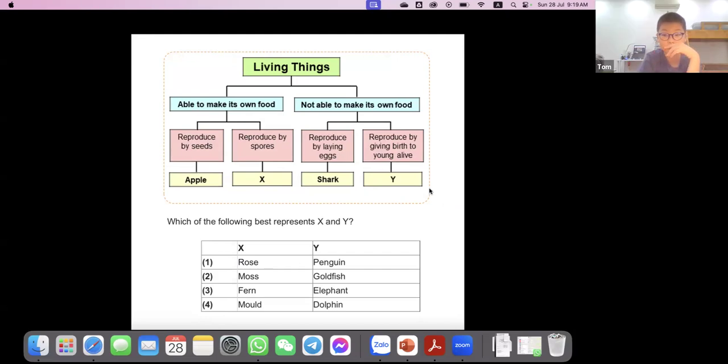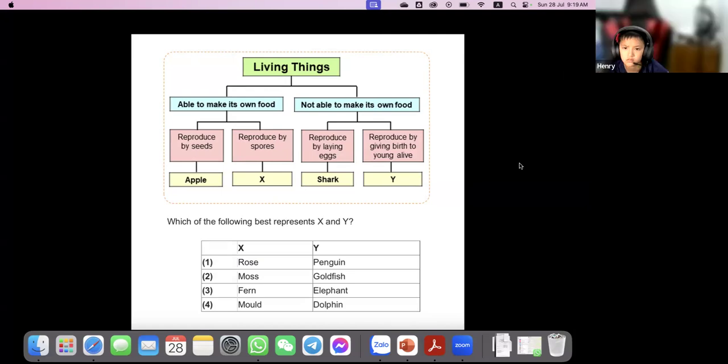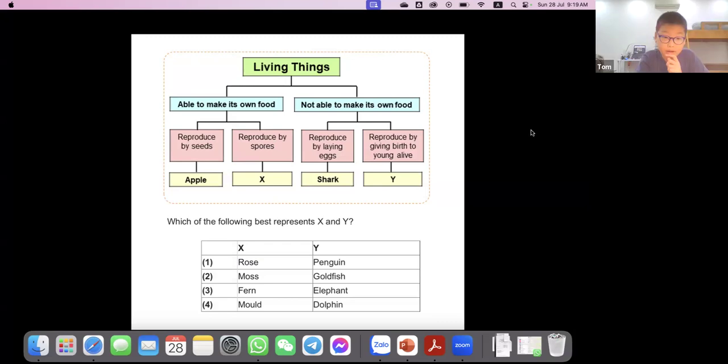Yes, yep. So any takers? I think Y is a dolphin and X is rose.